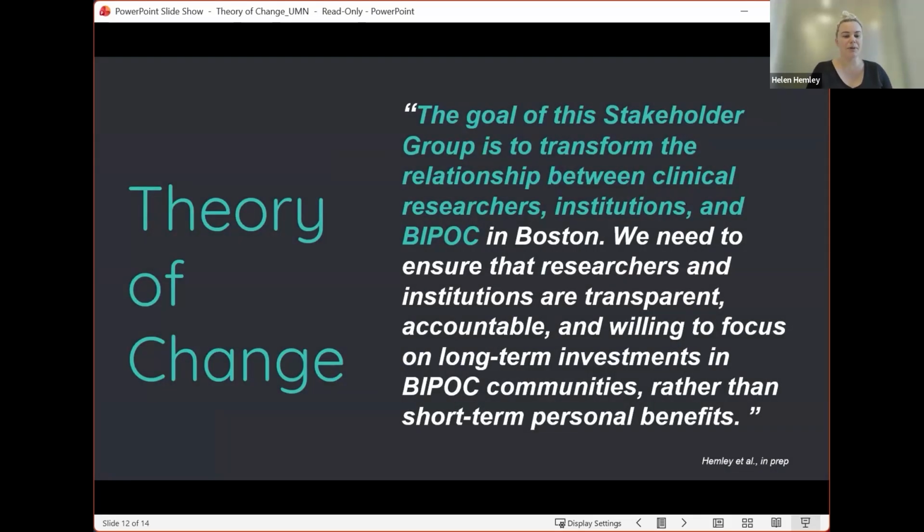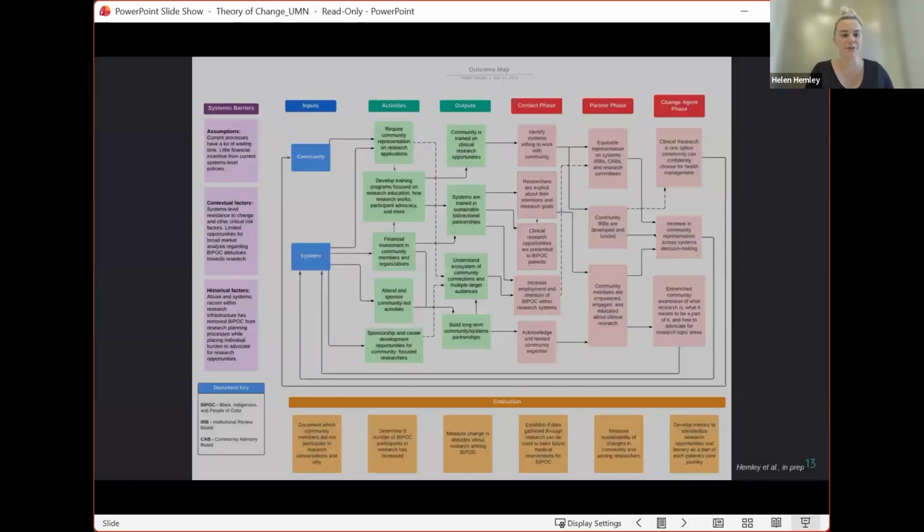So that group came together again over the course of 12 months. They built a theory of change. This is a multi-page document that is looking to create a bidirectional and transformational relationship between researchers, institutes, and Black and Indigenous people of color in Boston. So this is just that kind of intro to it. There is a full paper. You can go if you want to see the full theory of change that they created. That is an attachment to the article.